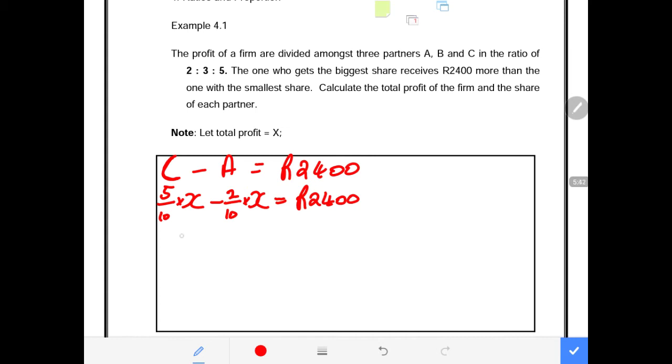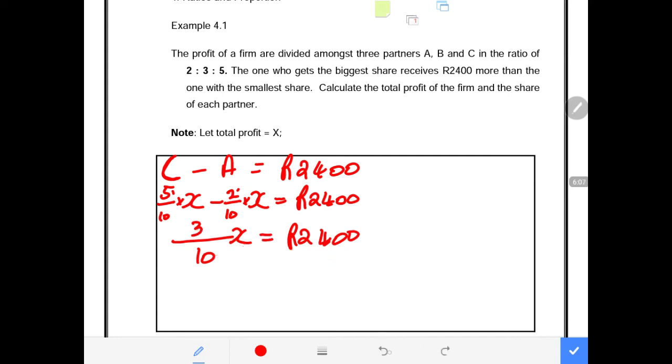Then what do we do? When bases are the same, you keep the base and add the indices or subtract the indices. Then we keep our 10. 5 minus 2 will give us 3. So we have 3x is equal to 2,400 rands. Then we do cross multiplication because this is divided by 1.